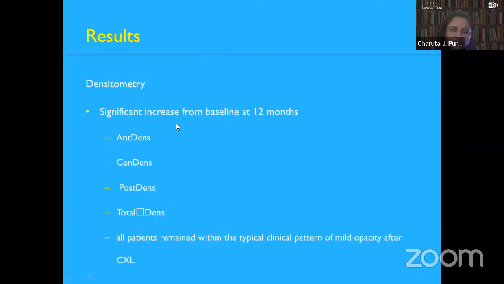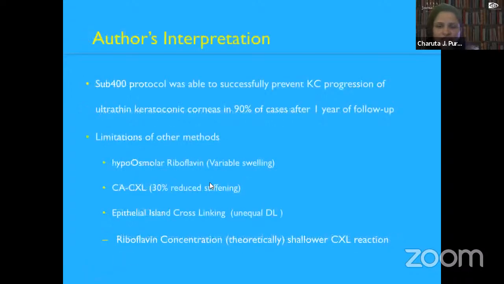So they also measured densitometry, which was not mentioned in the methodology, which showed a statistically significant increase from baseline at 12 months. All patients remained within the typical clinical presentation of mild opacity after the cross-linking. Now, the authors have concluded that the sub-400 protocol was able to successfully prevent keratoconus progression in ultra-thin corneas in 90% of their cases after 1 year of follow-up.